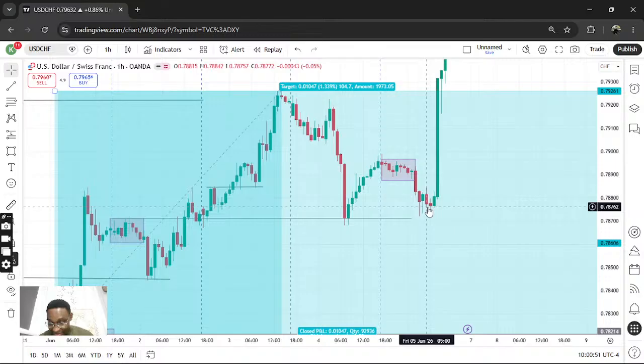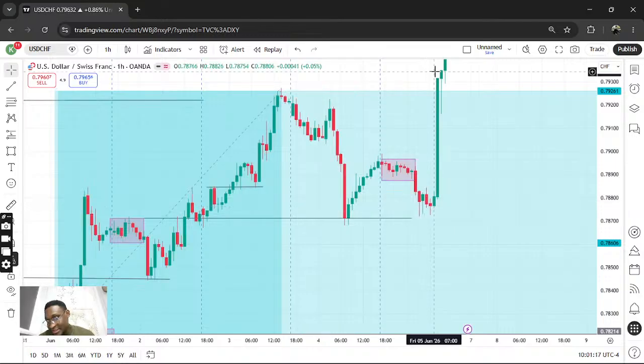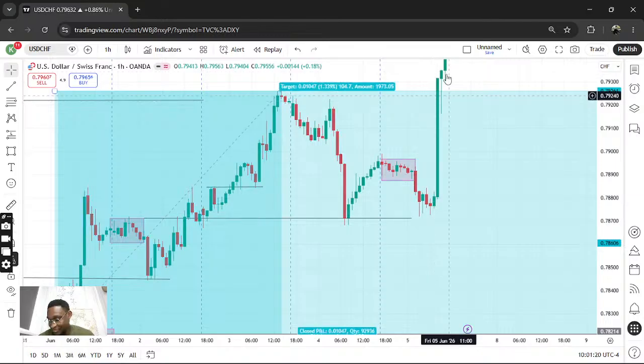Then what happened? At exactly 7 o'clock New York session, after the manipulation, boom, NFP was released. And this is the movement. I took this NFP trade, but not in this particular pair. I took the trade in Euro USD. And this is exactly how it's supposed to be. And that is how we trade.